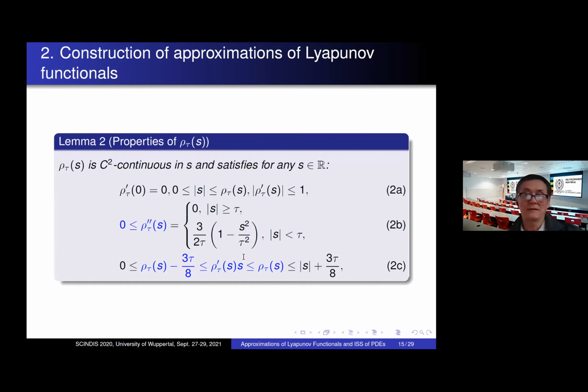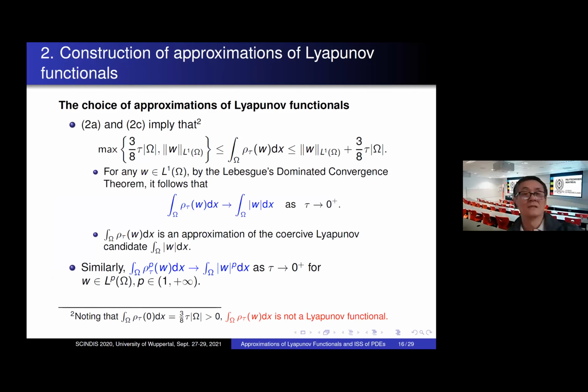Okay, so this function satisfies all these properties. Actually, it takes 0 as 0. It is a convex function, and the absolute value of its first derivative is always smaller than 1. This convex function with these properties is what we're going to use in our analysis.